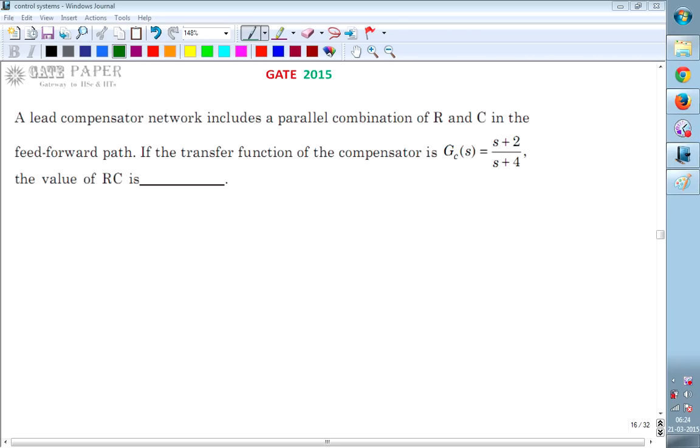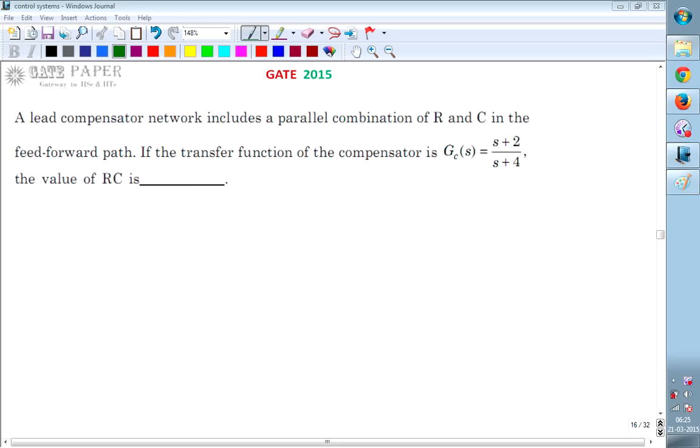Hello, we are discussing the GATE 2015 ECE paper. A lead compensator network includes a parallel combination of R and C in the feed forward path. If the transfer function of the compensator is (s+2)/(s+4), the value of RC is? We are going to calculate the product of R and C, which is also called the time constant, for a lead compensator whose transfer function is (s+2)/(s+4).